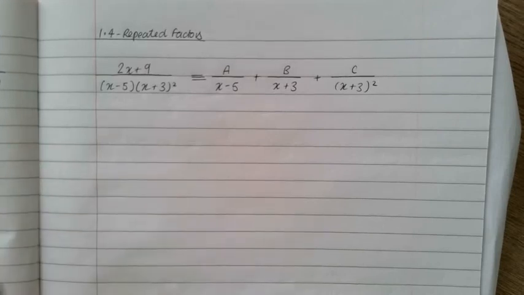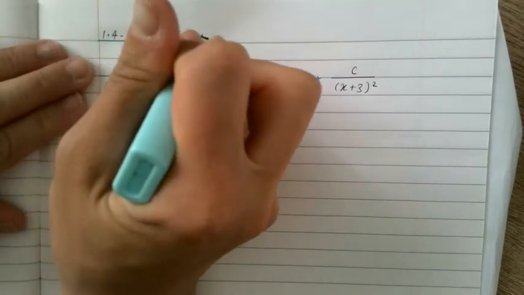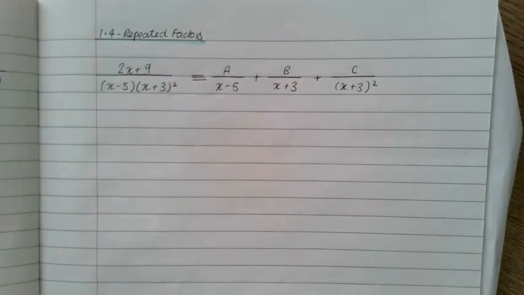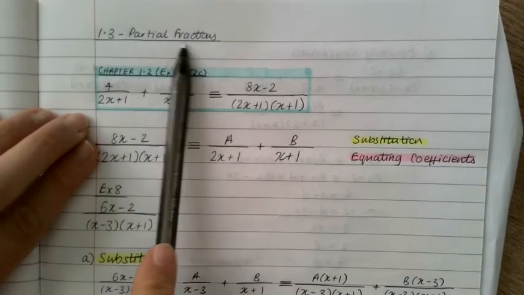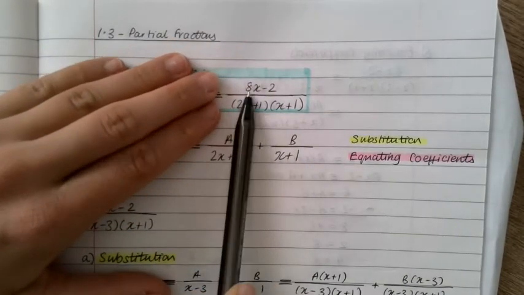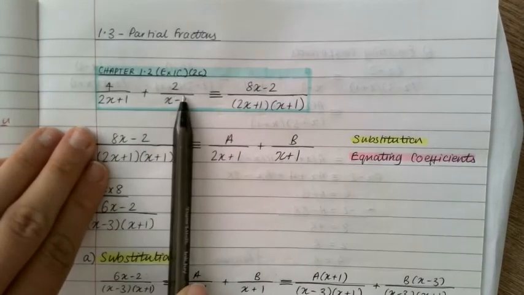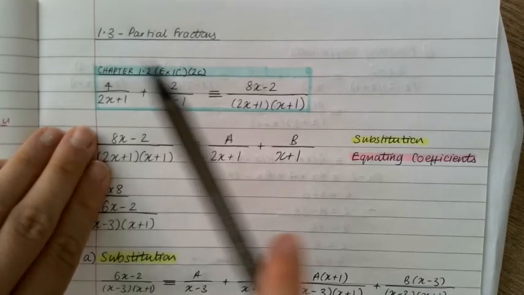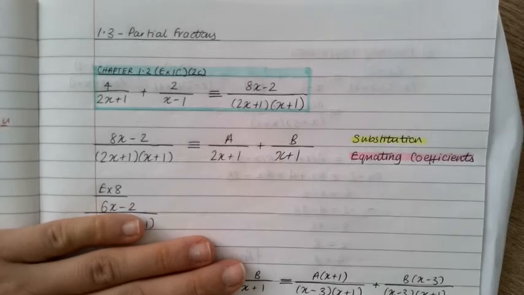Hi everyone, so this is chapter 1.4 of the Pure Maths book, and this chapter is building on the previous chapter 1.3, which was when we looked at partial fractions. And in partial fractions we were taking fractions that look like this one and separating them out into two separate fractions, essentially. And we learnt two methods to do that. We learnt the substitution method, and we learnt a method called equating coefficients.